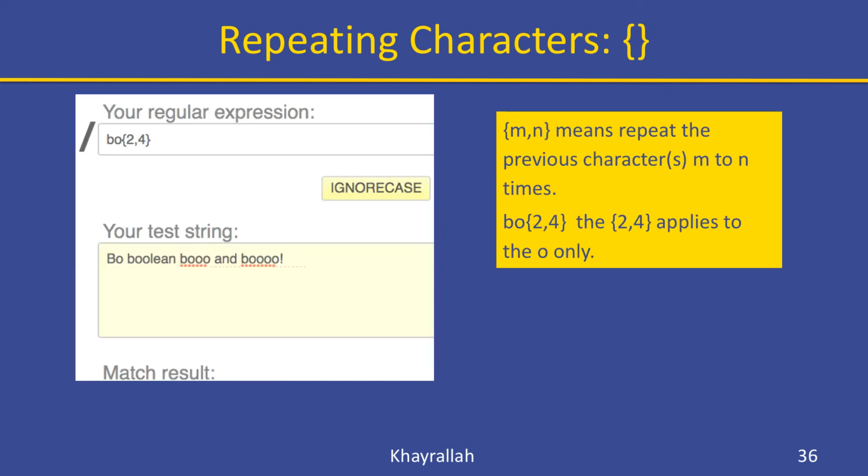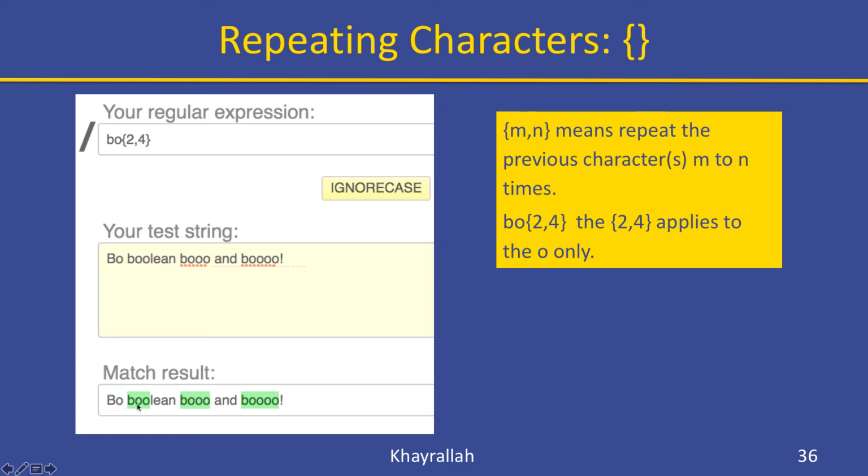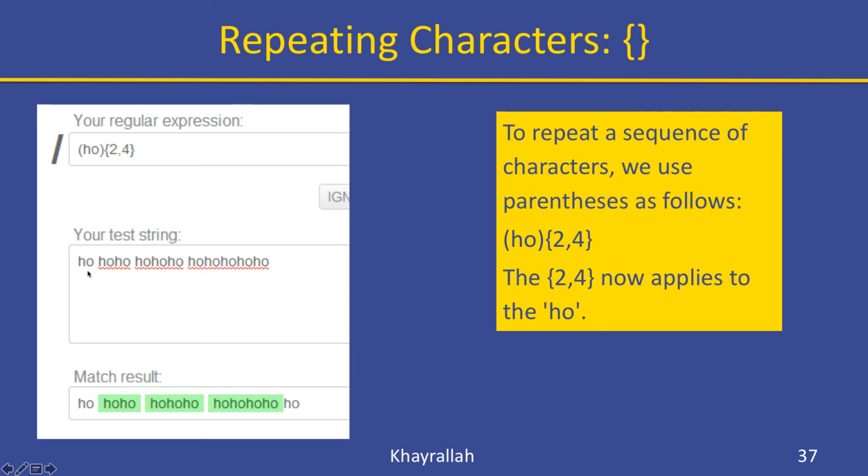To repeat the O between 2 and 4 times, we specify 2, 4 between the curly braces. And we get B followed by 2 O's, by 3 O's, or 4 O's. We don't get the B followed by a single O here. If we want to repeat a sequence of characters, if I want to repeat the HO, not just the O, we can use parentheses to group the sequence that we want to repeat. So here I want to repeat HO between 2 and 4 times, and I get the ho ho, ho ho ho, and ho ho ho ho.